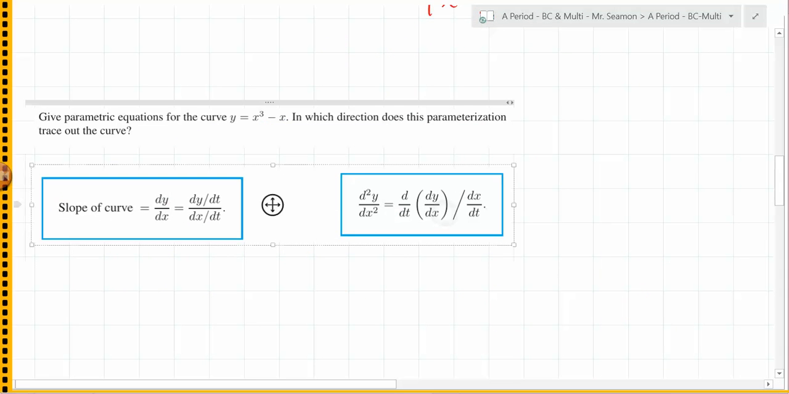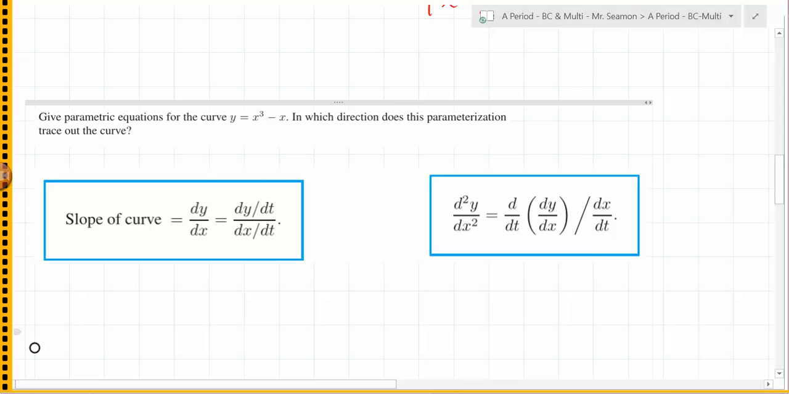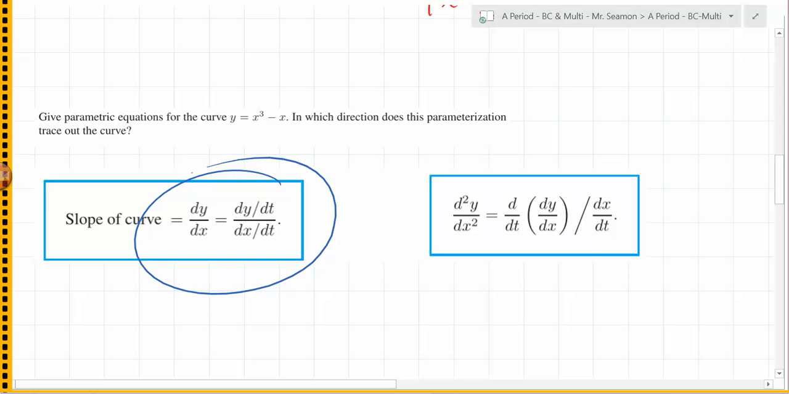You should be well familiar with this by now. The slope of a curve, dy/dx, is going to be dy/dt over dx/dt. So how do we feel about the truth of that statement right there? Very, very true. Second derivative.